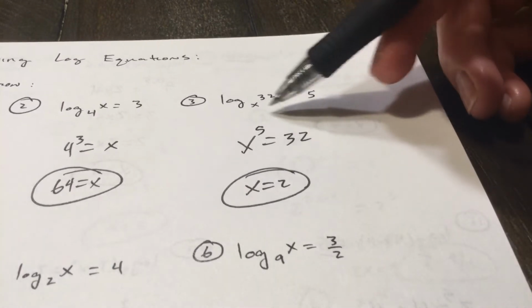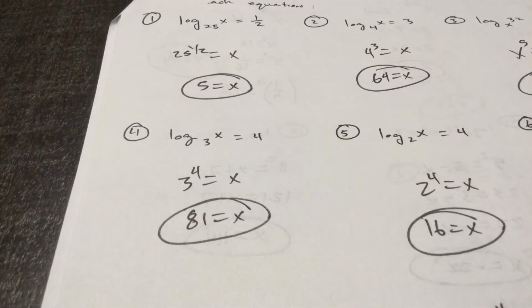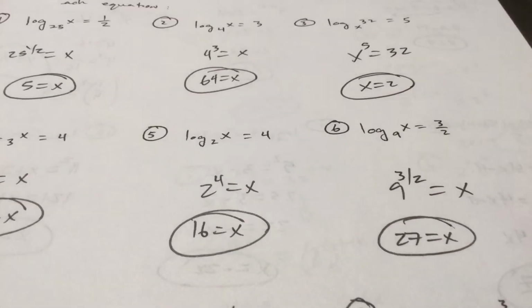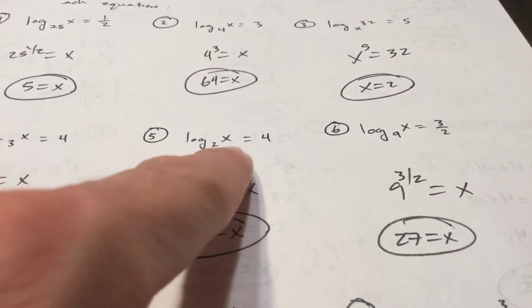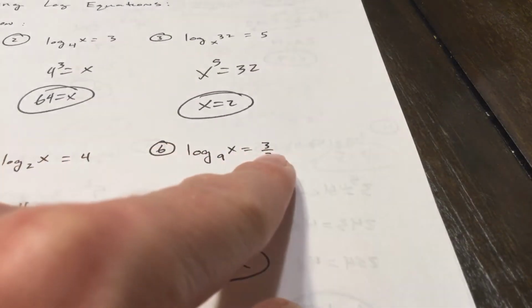X to the 5th is 32. What to the 5th power is 32? X would have to be 2. 3 to the 4th is x. X would have to be 81. Getting writing these as exponentials. 2 to the 4th equals x. X is 16. 9 to the 3 over 2 equals x.